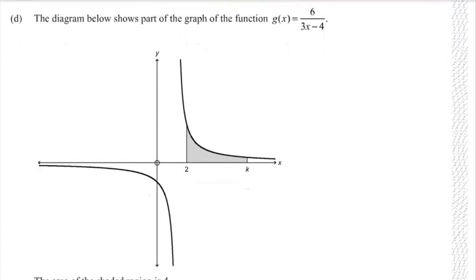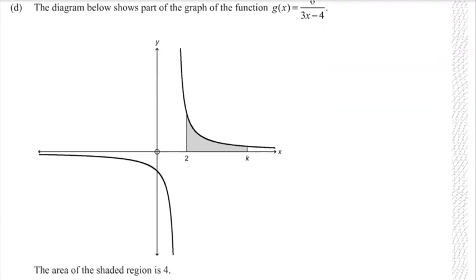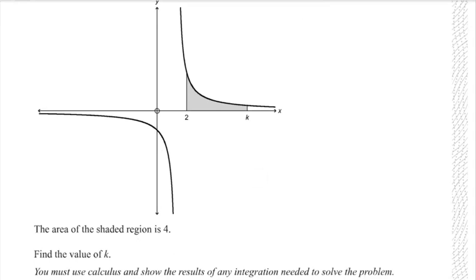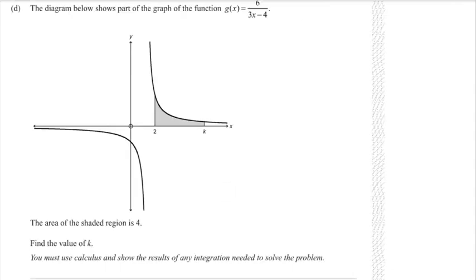Okay, part D, we've got a nice picture for this one. We've got the function 6 over 3x minus 4. We're told that the area of that shaded region is 4, and we need to work out k. I'm going to do this at the side rather than on the lines underneath, just so it can fit all on the screen at the same time. So to find area, we integrate between the limits for the function we've been given for the curve.